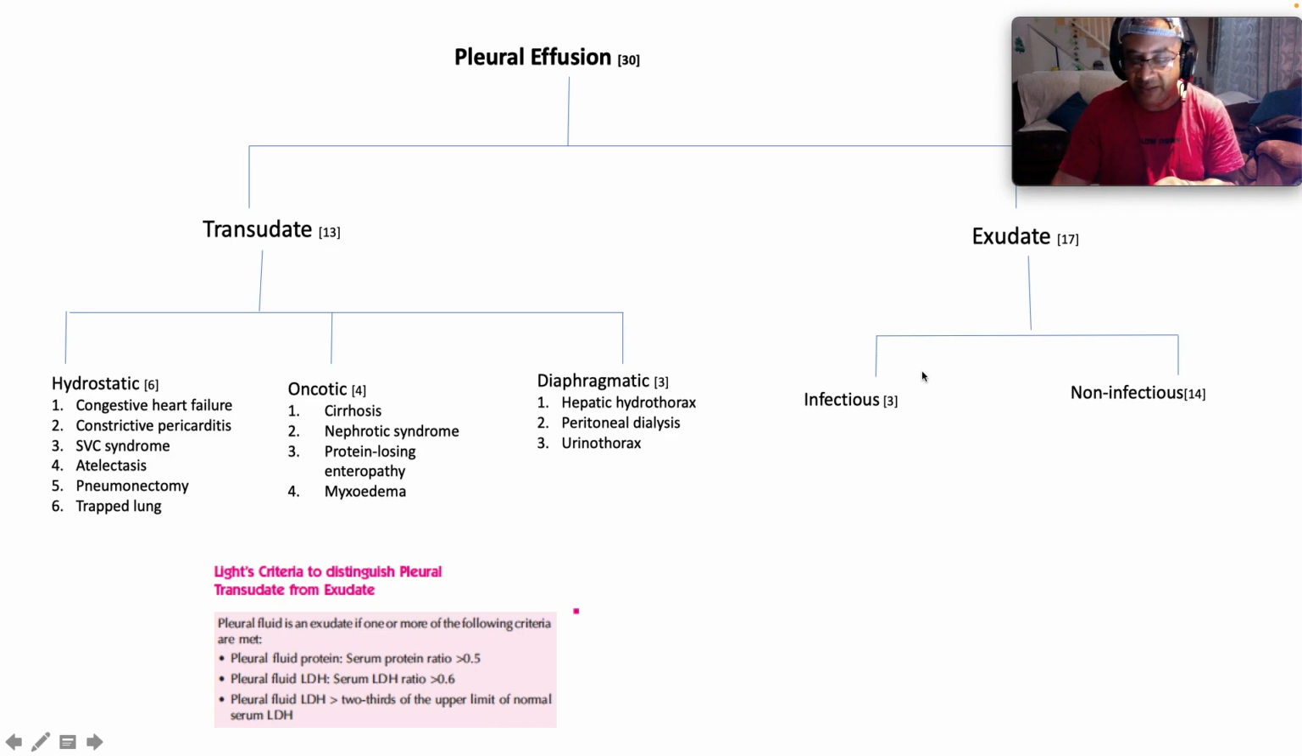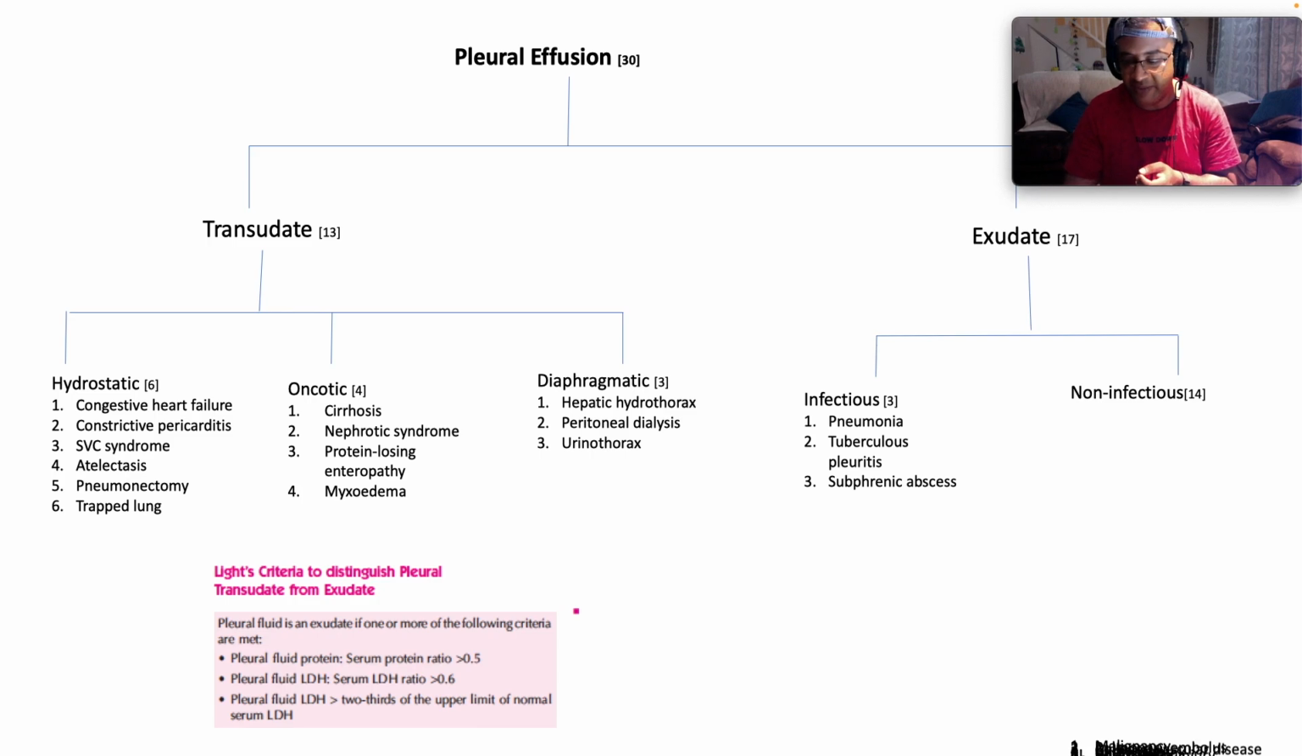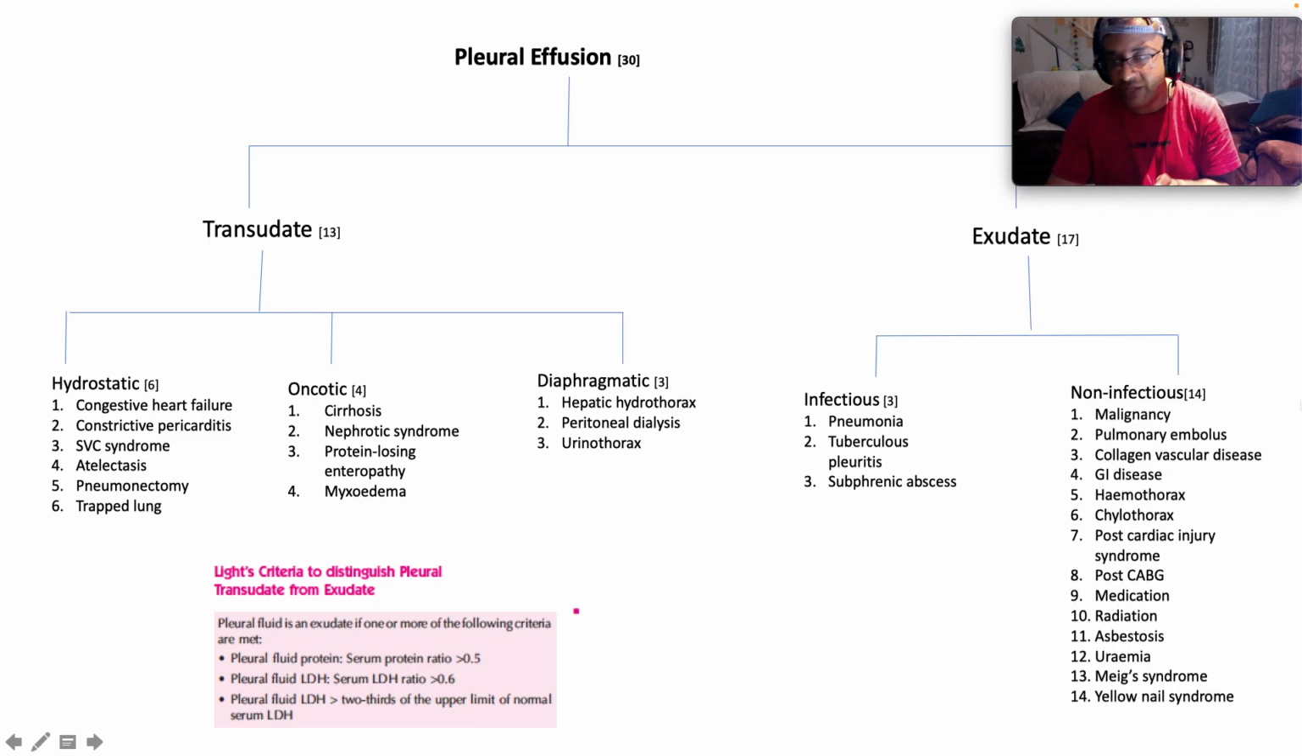So if you're dealing with the exudate, we stratify that into infectious versus non-infectious. Infectious causes, look, it could be a parapneumonic effusion. It could be something common in our setting, tuberculosis pleuritis. You also want to send that fluid off for acid-fast bacilli and GeneXpert testing. It could be a subphrenic abscess. Non-infectious is a whole bucket load of causes, guys.